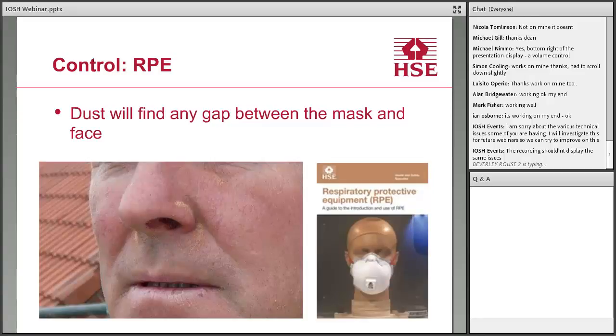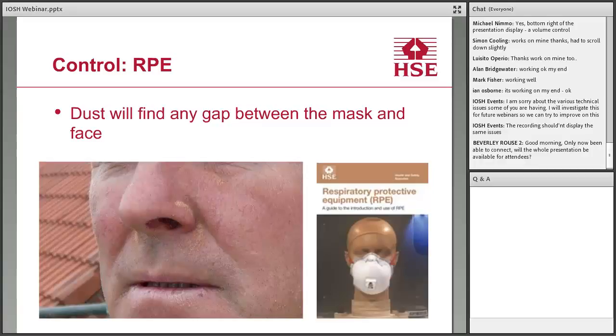Face fit testing is expected for all masks, because at the end of the day, even if it's capable of doing the job, because it's got the right specification, everybody's face is different. So you've got to make sure that it's capable of providing the individual with the protection, because it fits their face properly.